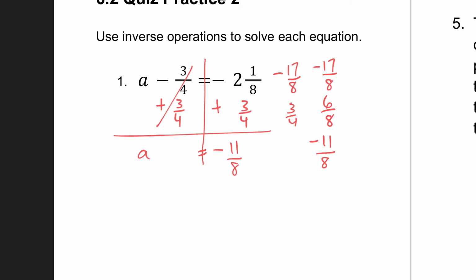And you know, I'd probably take that. Now, I'm going to check. So this is my solution. And if you want to make it a mixed number, you can: 8 goes into 11 one time with 3 left over. Negative 1 3/8.